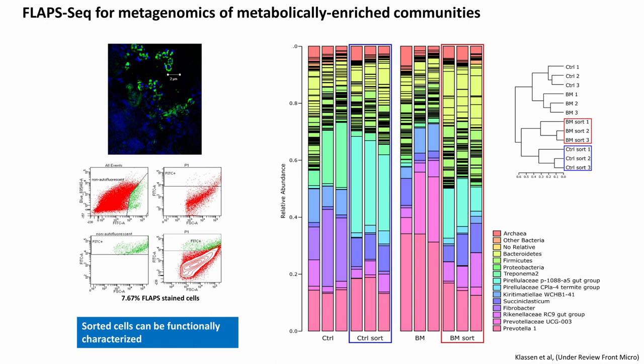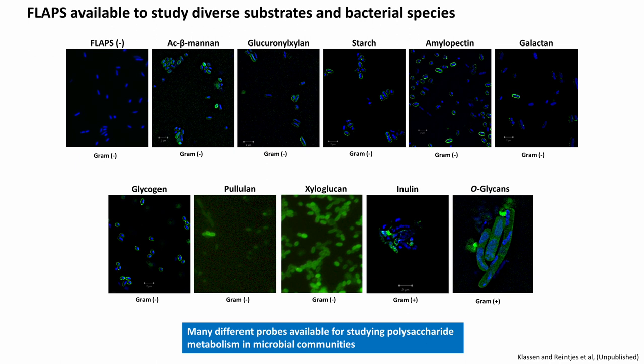And that work is to be published soon, hopefully. We've generated a large library of different polysaccharides, so maybe some of these jump off the page if you're interested, including now even gram-positive bacteria. So we've done it with inulin and Bifidobacterium, and this is actually C. perfringens. So remember back to that story about the chicken. And the mucin, we've labeled O-glycans and are able to show import into C. perfringens. So many different probes are available now for studying polysaccharide metabolism.